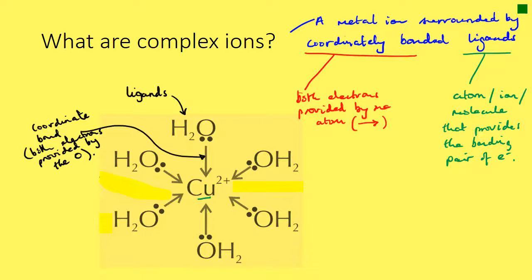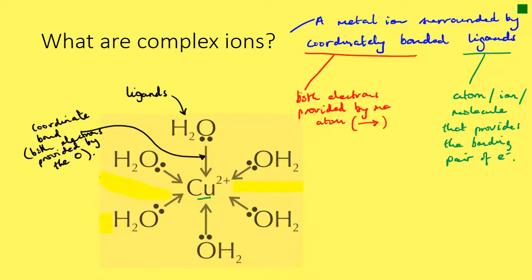But that still leaves us defining ligands. So what is a ligand? Well, a ligand is an atom or an ion or a molecule that provides that coordinate bond. So it provides the bonding pair of electrons. Okay, so that's what a ligand is, and to make that clear, why don't we have a look at an example.